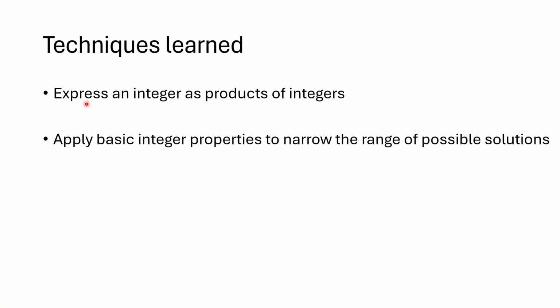Okay, so what we have learned is that in certain cases, we can express an integer as a product of other integers. And in this way, we can generate extra equations, which can help us to solve the questions we have. And obviously, we should use basic integer properties to narrow the range of possible solutions. For example, if we add two even numbers, the result will also be an even number, and so on.